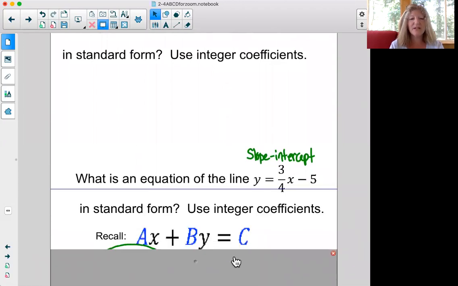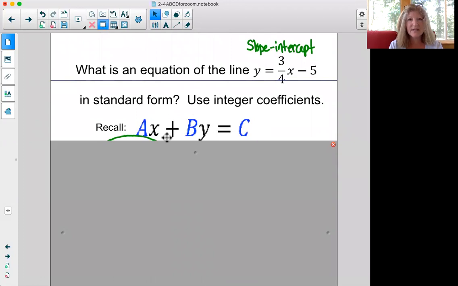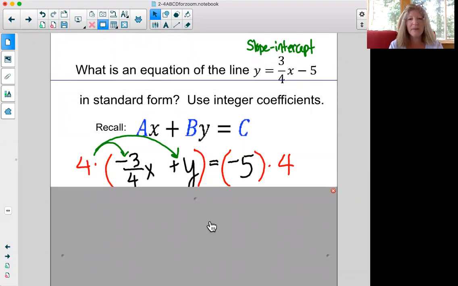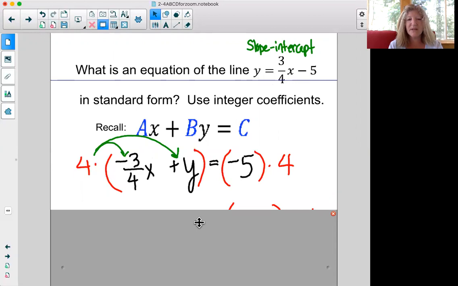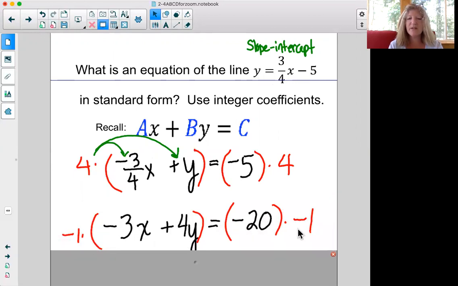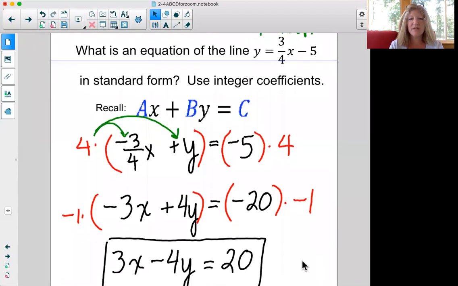And if I want to put it in standard form, I first have to recall what standard form is, and then I can take what I'm given. I can subtract 3/4 x from both sides, in black here, and then I can multiply both sides by 4. I want an integer, so I can't have it be a fraction. And so how do I clear a fraction? If I multiply by 4, that'll cancel that out, and it'll no longer be a fraction. And then if I want to multiply everything by -1, so I can start on a positive note here, I end up with this as my standard form of the line, and this is the same line in slope-intercept form.